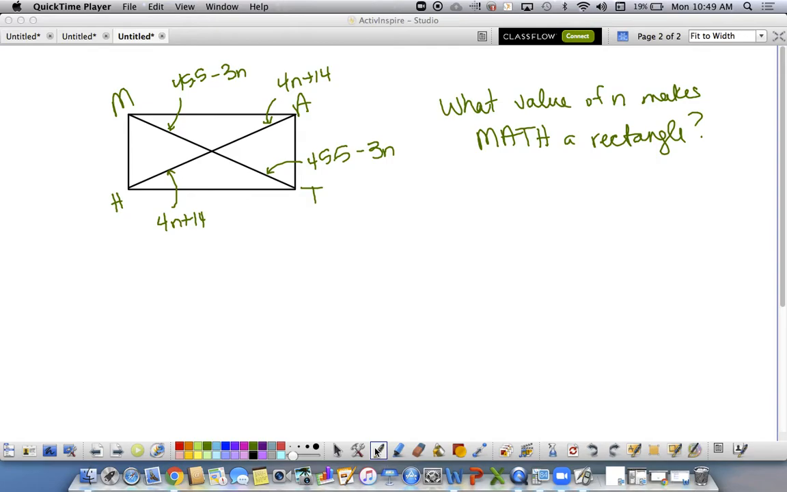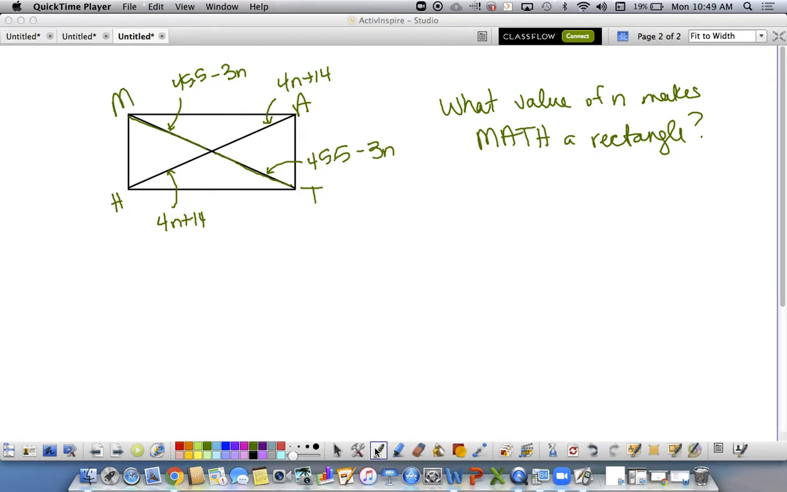So, you might have noticed that this length and this length have the exact same expression, 45.5 minus 3n. They have to be the same. Why? It's a parallelogram, okay? So they have to be. But now they're asking, and if I set them equal to each other, I really have 0 equals 0, so I can't just solve for n that way.